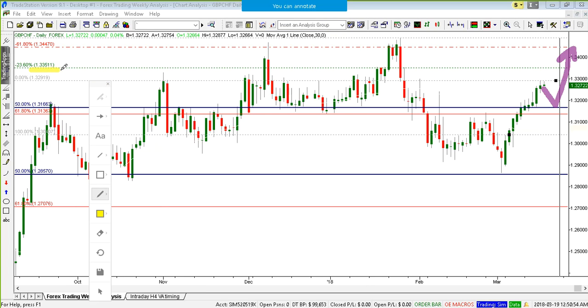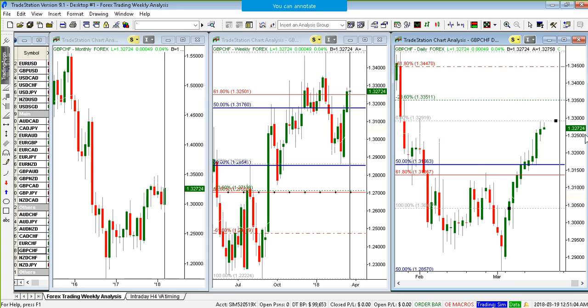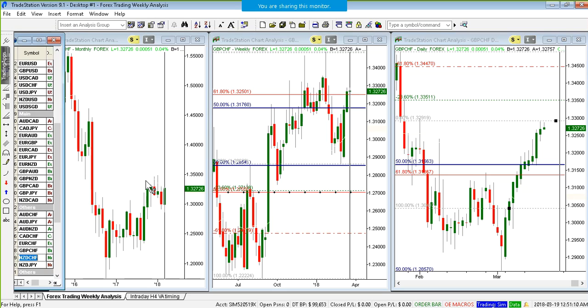The first target is the 133.51. The second target is 134.47. Okay, so that's what we're looking for in this market: a test of the extension long 31.70 area, and a continuation higher.